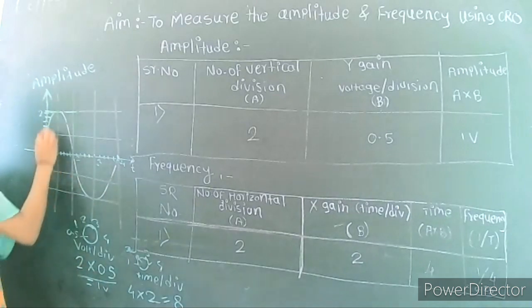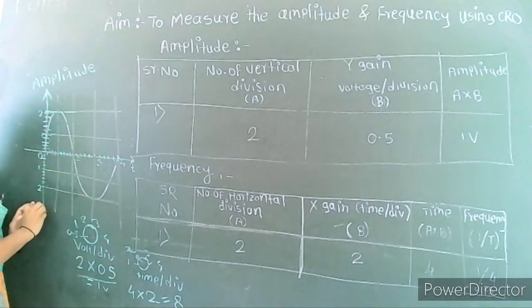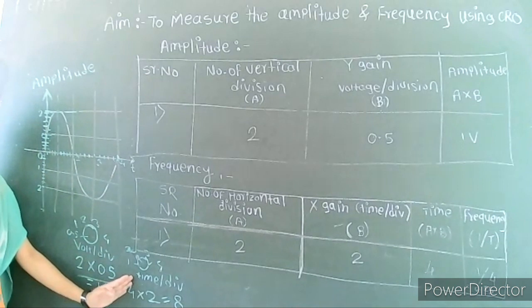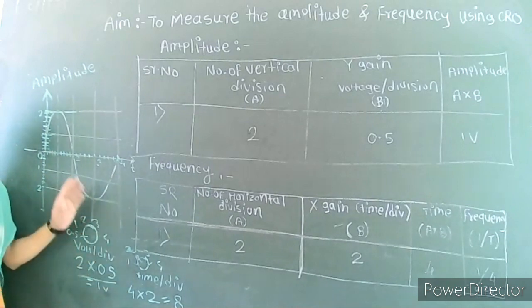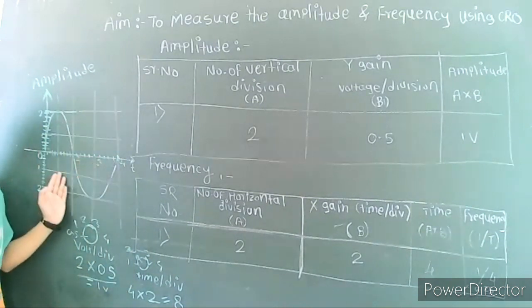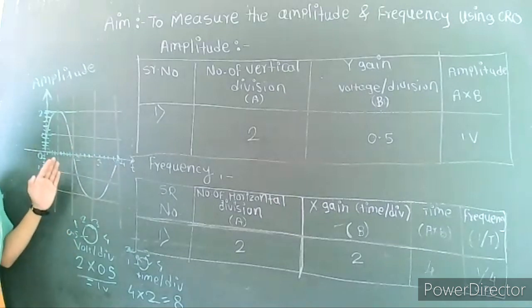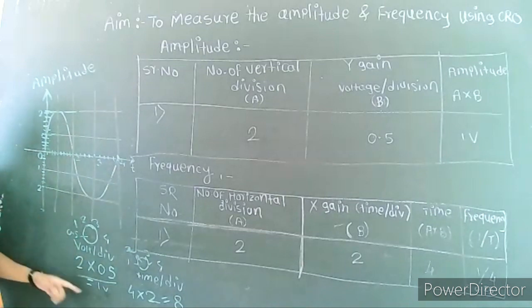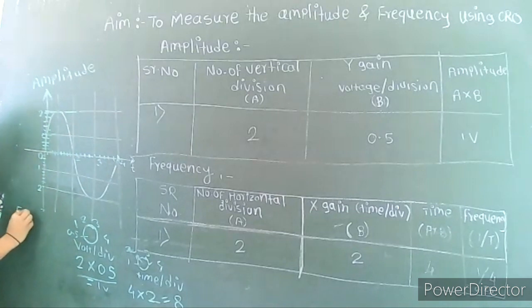Okay, so this is the measurement of frequency. But here we only measure the time period. We cannot directly measure frequency from this waveform. So for that purpose, first we have to measure the time period, and from that time period we can measure the frequency. The formula for frequency is F is equal to 1 upon time period.